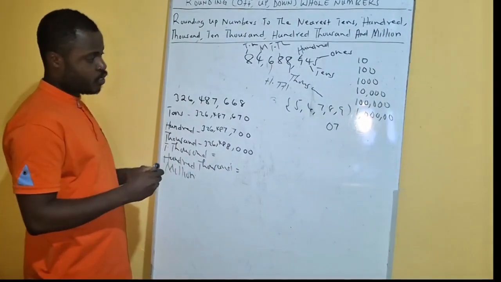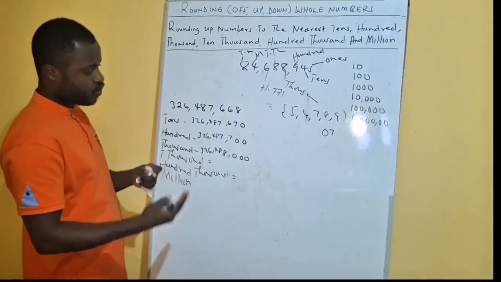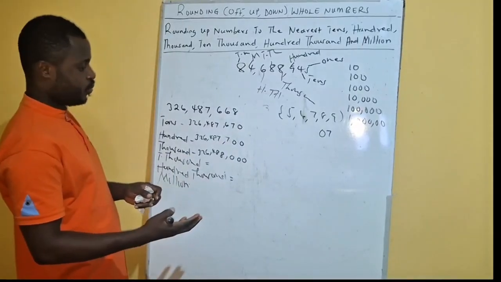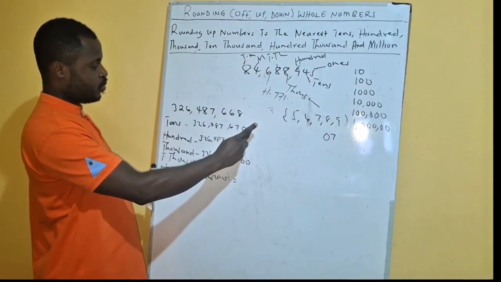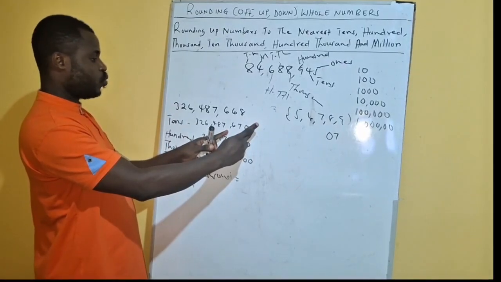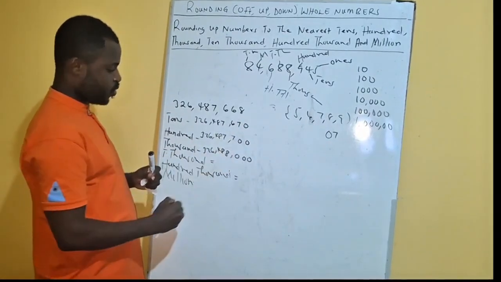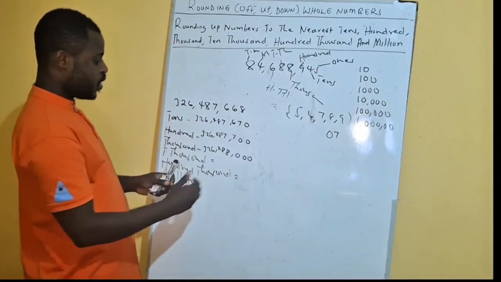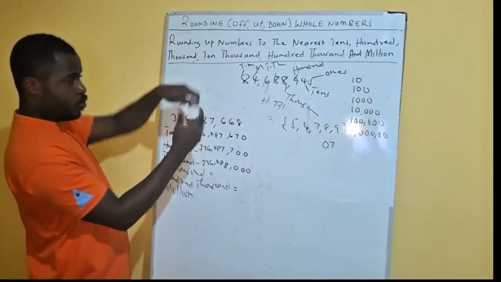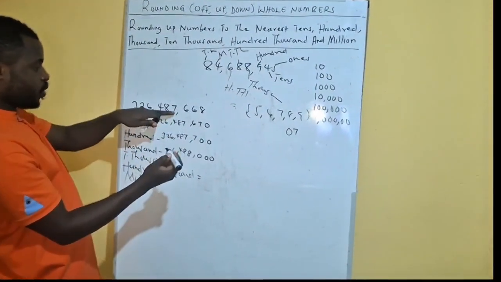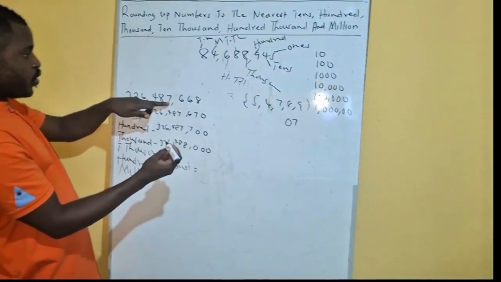Nearest 10,000. How many zeros are we expecting to end the number? You ask yourself. So if nearest tens is 1, 100 is 2 zeros, 1,000 is 3 zeros, then 10,000 is going to be 4 zeros. Now 1, 2, 3, 4, meaning we are going to end on this 7.